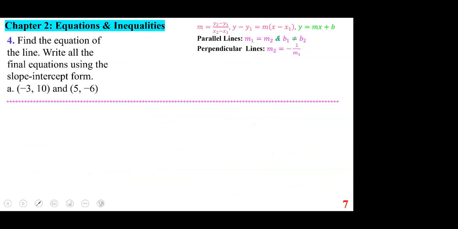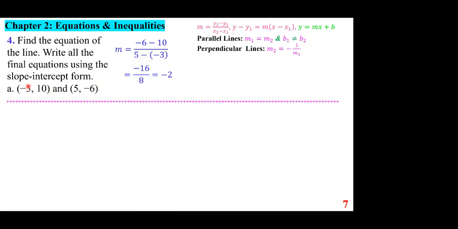Over here, we want to find the equation of a line, okay? So to find the equation of a line given 2 points, the very first thing to do is to find the slope. M is y sub 2 minus y sub 1 over x sub 2 minus x sub 1. So that means minus 6 minus 10 over 5 minus negative 3. So this becomes negative 16. This becomes positive 8. The answer is negative 2.